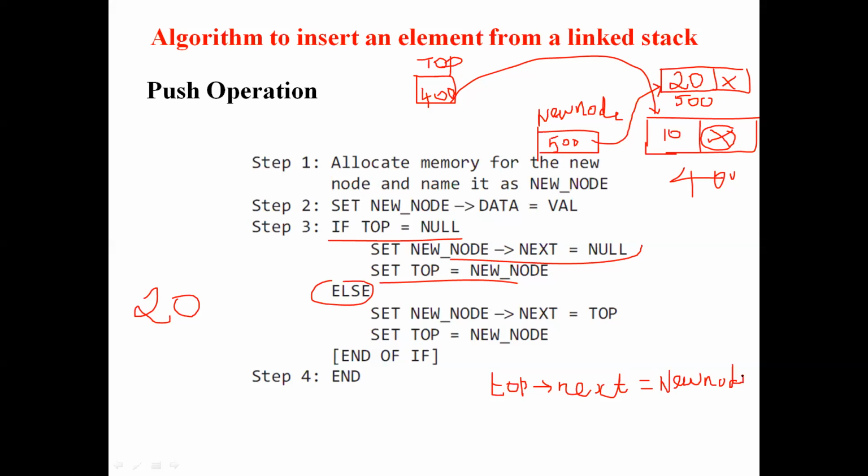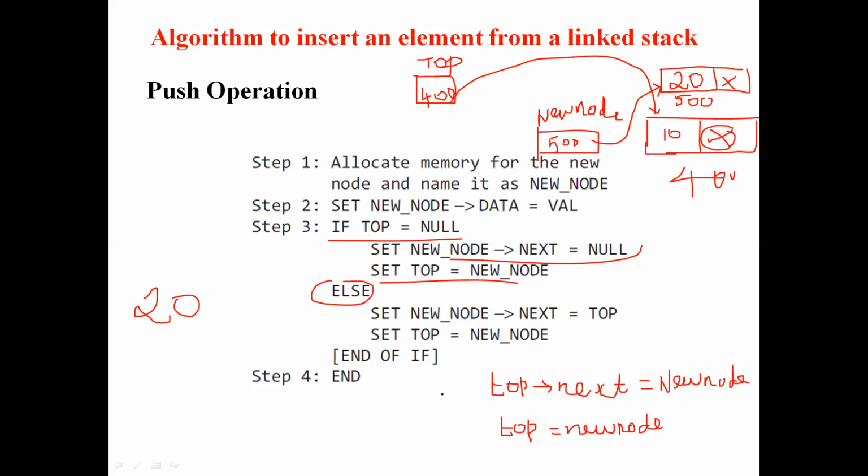Okay. Then what will I do? Next I want the top value, right? Top equal to new node. I can write this like this: top equal to new node. So these are the two lines you can update.